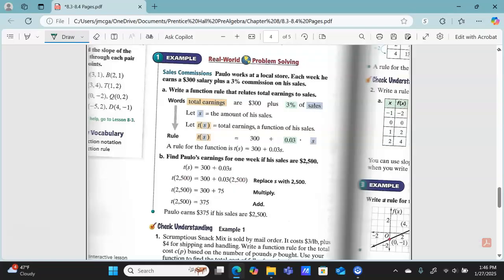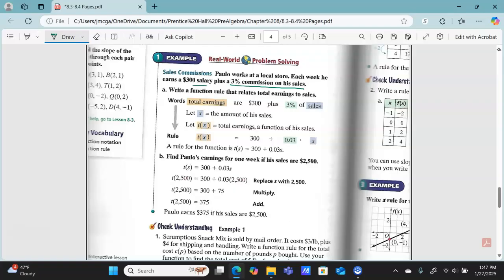So in example one, Paulo works at a local store. Each week he earns $300 plus 3% commission on his sales. So how much does he make? So we're going to let S equal his number of sales. T is his total earnings. So they did the function T of S.